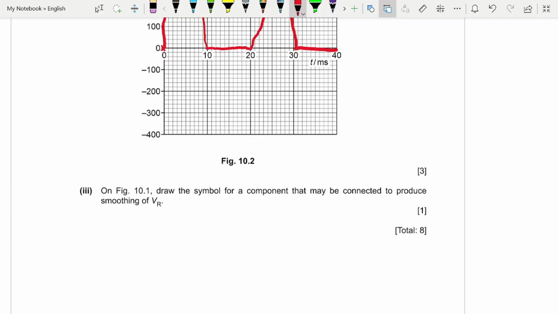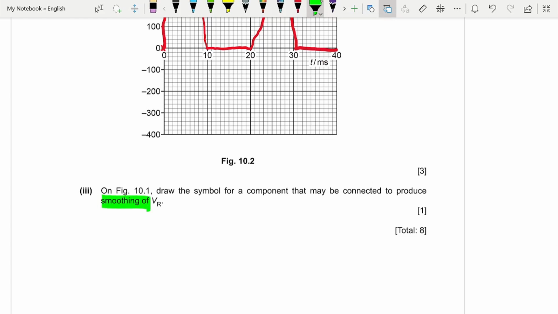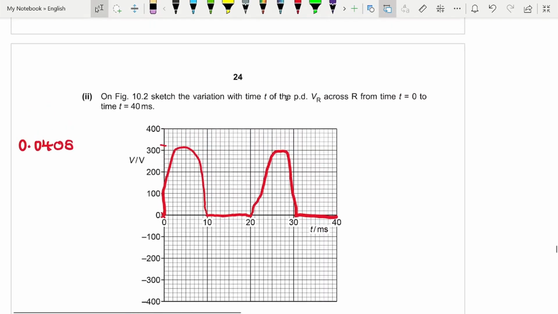On Fig 10.1, draw the symbol of a component that can be connected to produce smoothing of the VR, right? Smoothing, what is smoothing? You're sort of trying to reduce the effect of these gaps that are over here. There's no energy here, guys. So you can use what is called a capacitor.